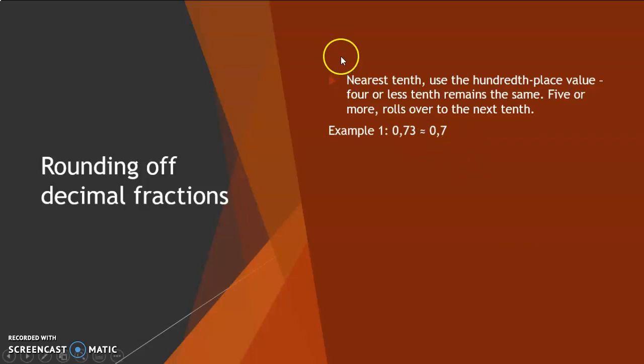So for example, 0,73, we will look at the hundredths place value, which is 3. 3 is obviously less than 5, so my tenth will remain the same. It will become 0,7. If I have 0,98, 8 is obviously more than 5, so it will roll over to the next tenth, but now it is full. If I have 9 over 10 and I add another 1 over 10, I will get a whole number, and there's my whole.